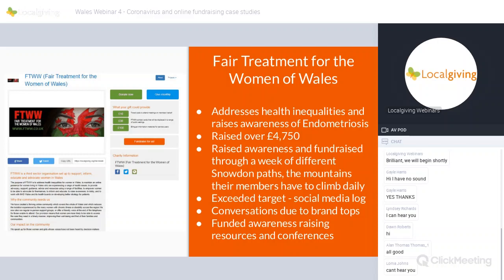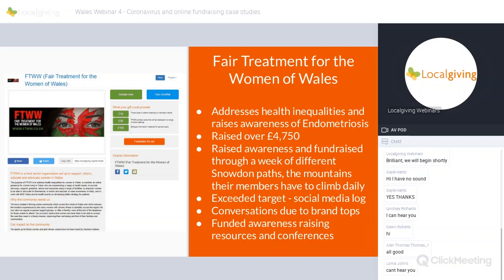So they did a week-long test of their fitness, really, and every day they walked a different path up Snowdon. So really challenging, really tiring, really physically difficult as well. And they wanted to use that fundraiser to raise awareness and really represent the mountains that their members have to climb each day because of the conditions that they're living with.